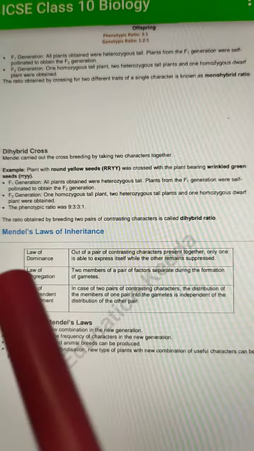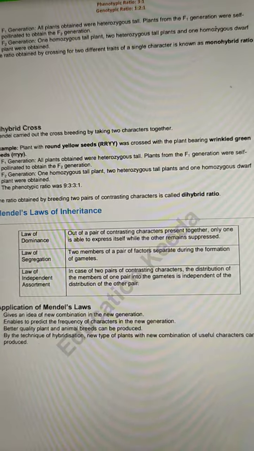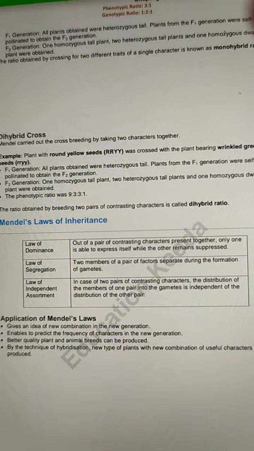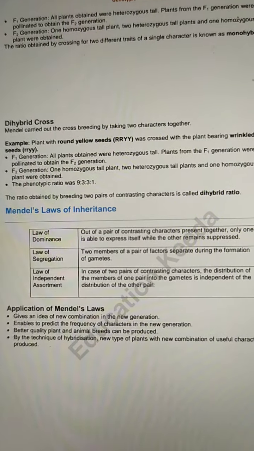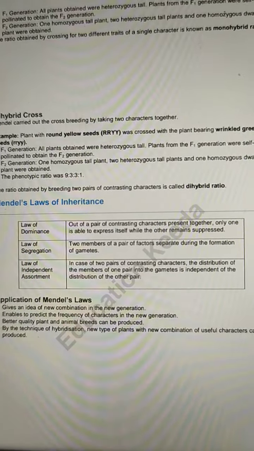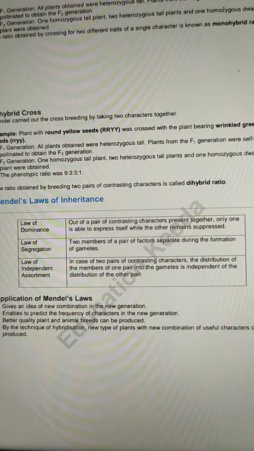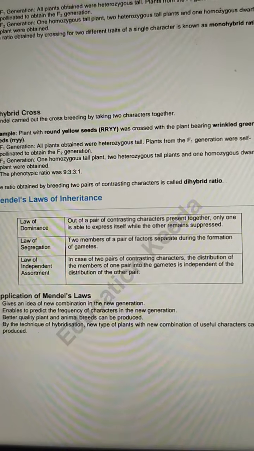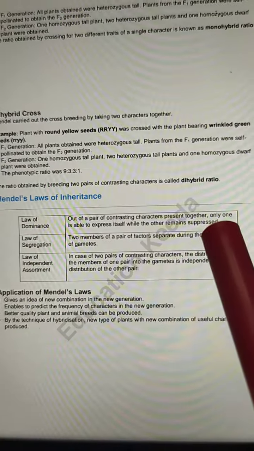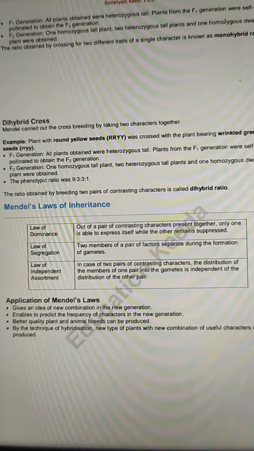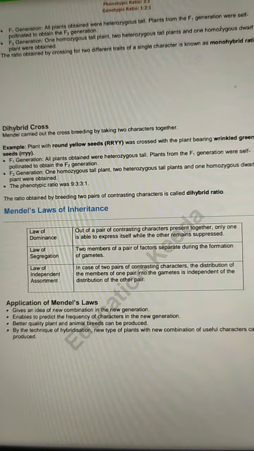Now we'll talk about Mendel's Law of inheritance. See, he gave 3 laws and these are very important. The first law is law of dominance, second one is law of segregation, and third one is law of independent assortment. The first law states that out of a pair of two contrasting characters present together, only one is able to express itself while the other remains suppressed. The one which is able to express itself is known as the dominant one. The one which remains suppressed is known as the recessive one.